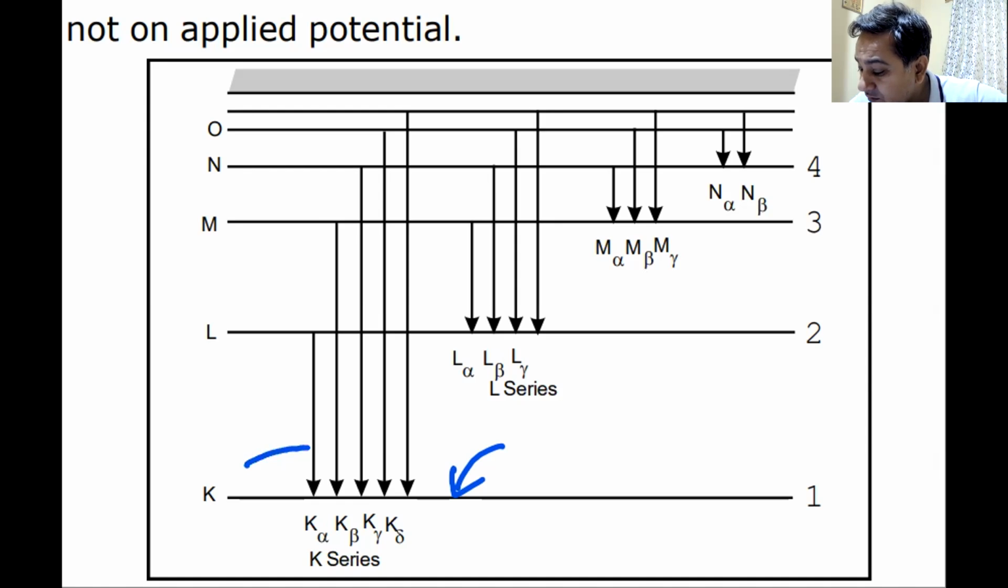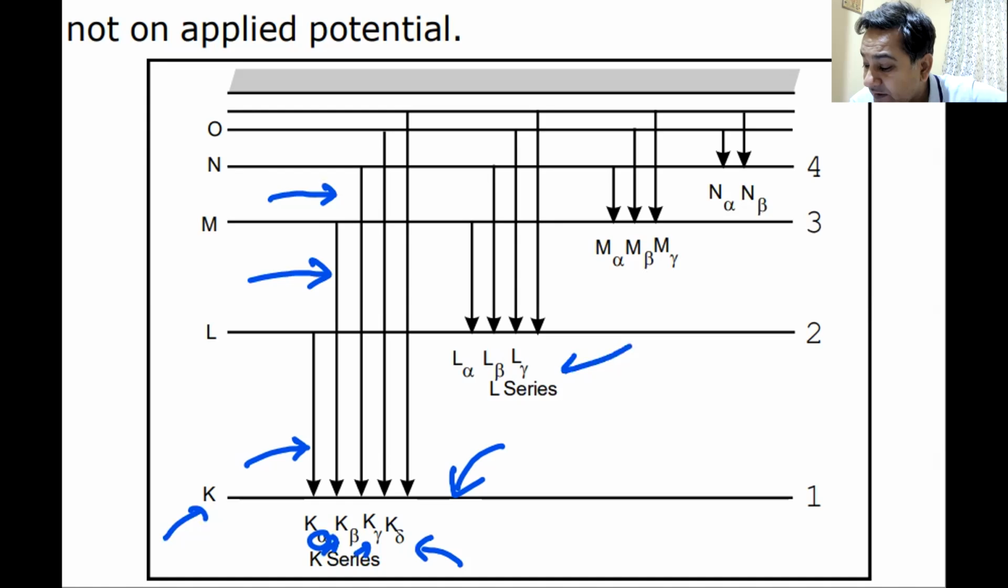The first line is from number 2 to number 1. That is known as alpha, the K alpha series. If it jumps from n equal to 3 to 1, it is known as the beta series. Do we understand this? Yes, sir. If it jumps from the 4th, it will be known as gamma. If it jumps from the 5th, it will be known as delta. This is all about the K series.